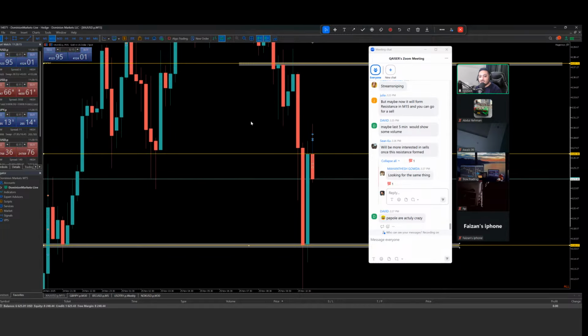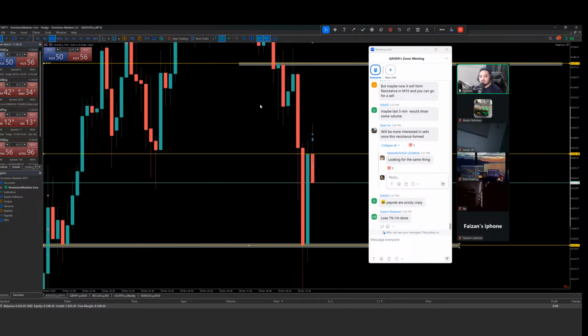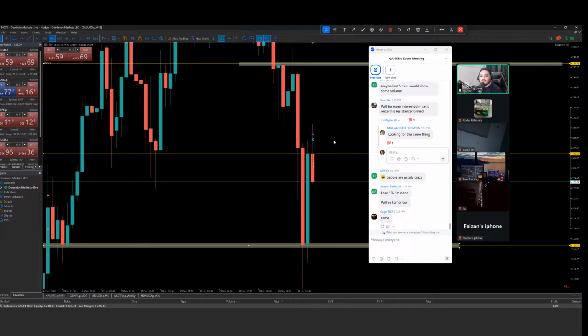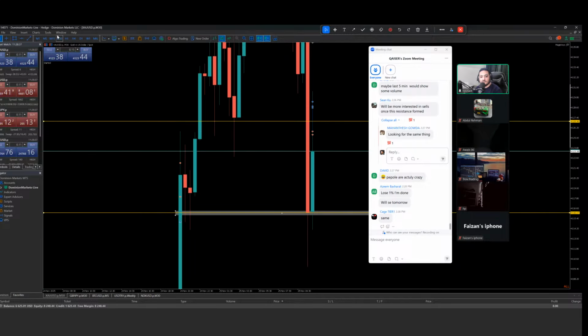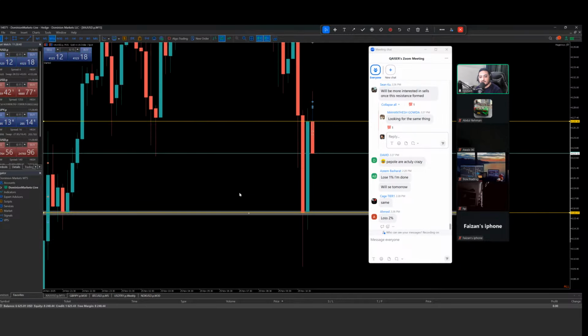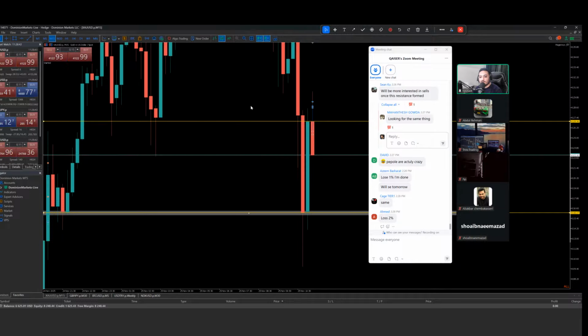So I think I'm done with the day. Yeah, man. It's been 2 hours of continuously waiting for some structure to form. My structure formed, I executed, managed risk, didn't get anything, can't do anything. Just accept it. It will be more interesting in sells once the resistance forms. Hmm, let me see. No, I'm still not interested in sells. Lose 1%, I'm done. We'll see tomorrow. Yeah, that makes sense. Lose 2%. Okay, wow, great. People are losing trades here.